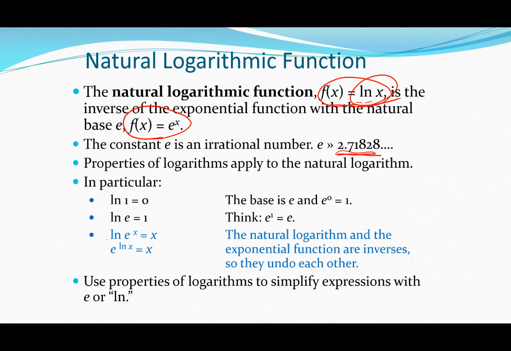Same is true here. When the natural log and e cancel out, you're just going to be left with this x. And so that's just going to equal x because these cancel out. Same thing down here, e and natural log cancel out. And those are the very same properties we saw with logarithms as well.